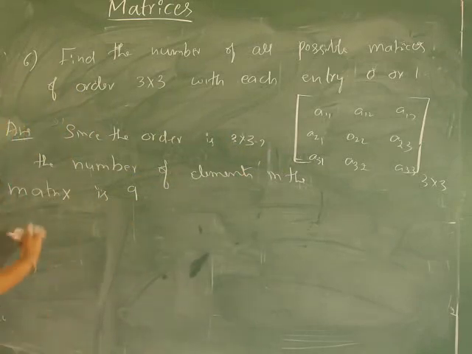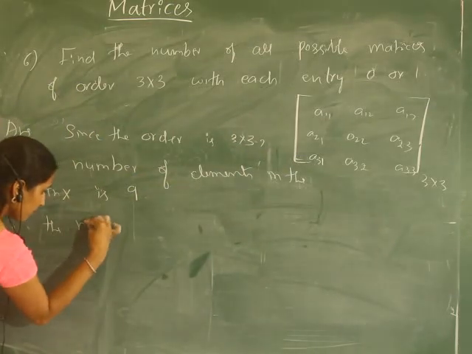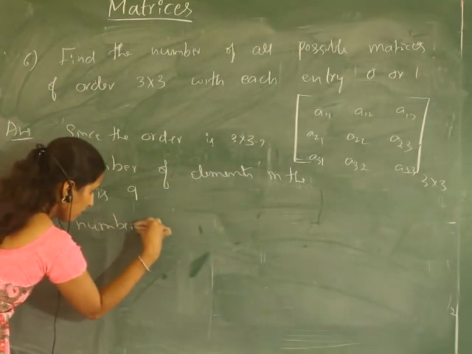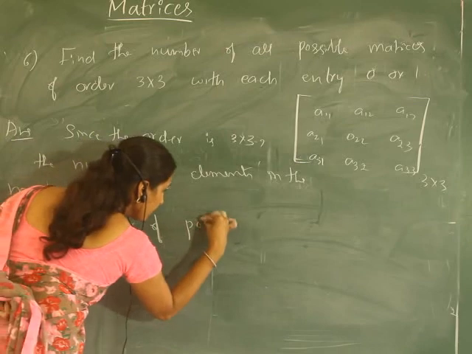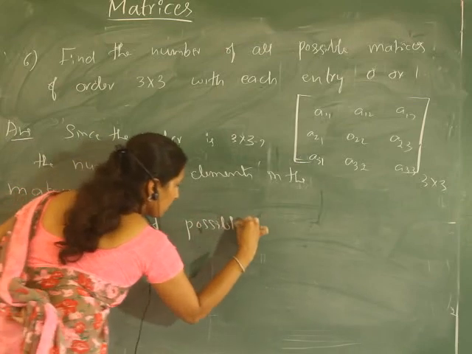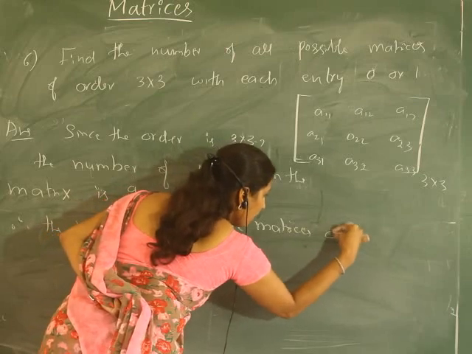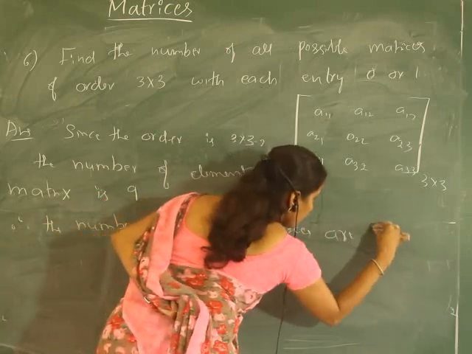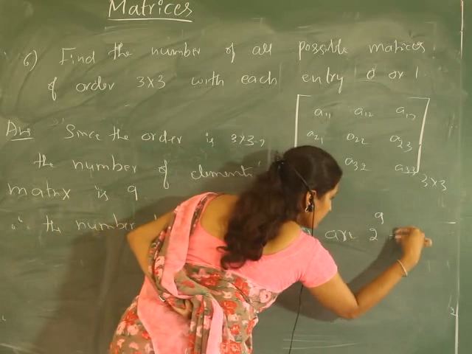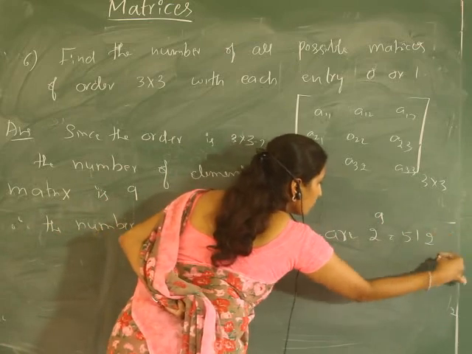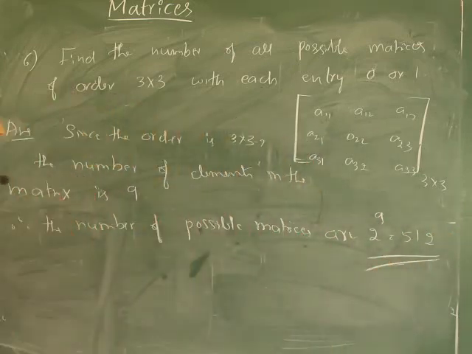Therefore, the number of possible matrices is 2 to the power 9, that is 512. The number of possible matrices is 2 to the power 9, which is 512. So this is the answer for this question.